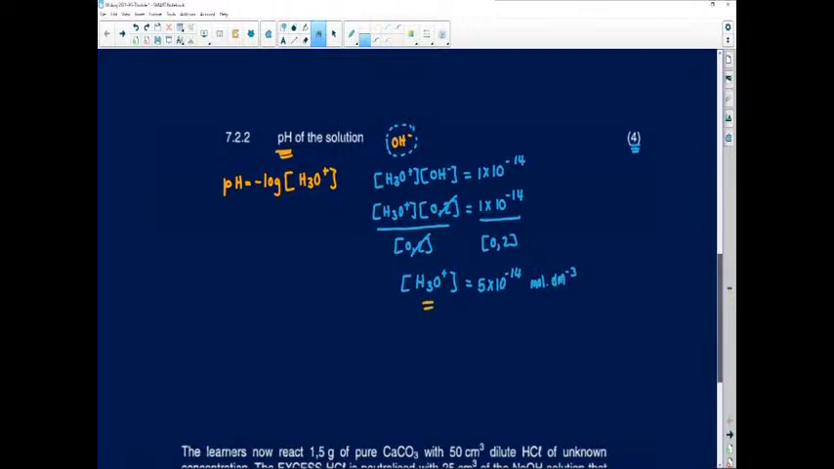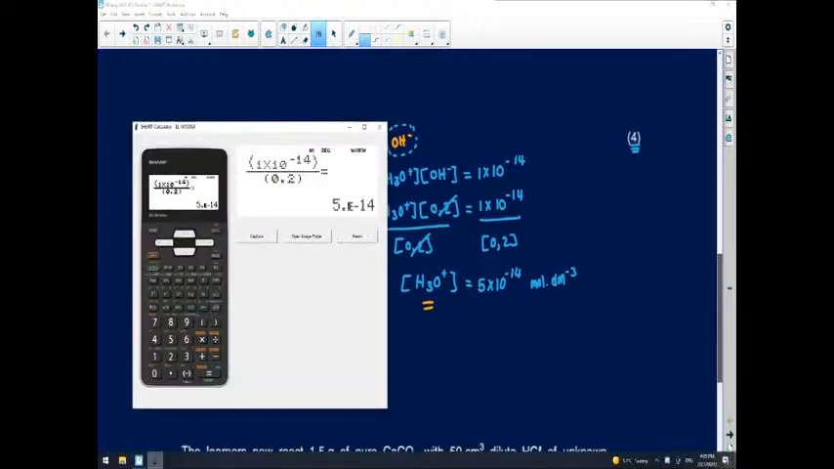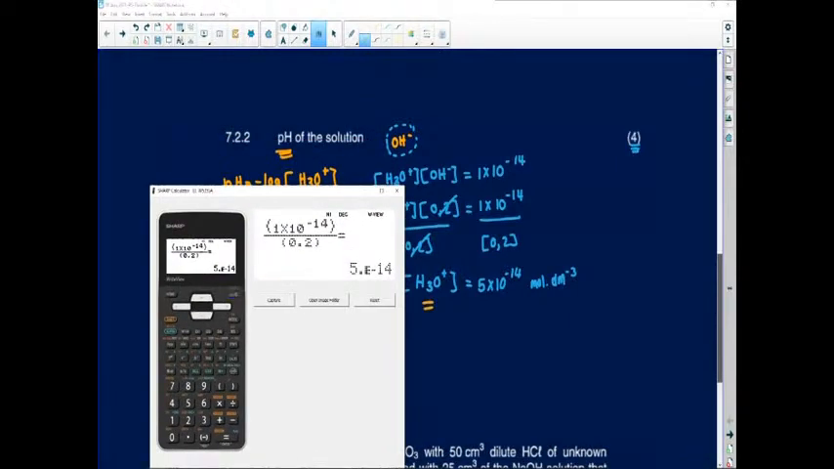Now that I've got this one over here, I can therefore plug it in. Minus log, I'm going to put that concentration of 5 times 10 to the negative 14. Let's put this in our calculator. I'm going to get negative log 5 times 10 to the exponent minus 14. Now your answer should actually guide you whether you're correct or not. So I get 13.30. Remember, always to 2 decimal places.